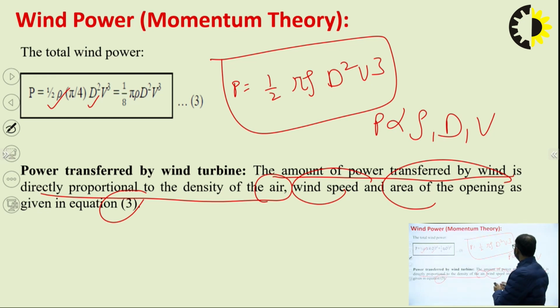So, by increasing the air velocity, we will get more wind power. By increasing the diameter of the wind stream, we will get more wind power.